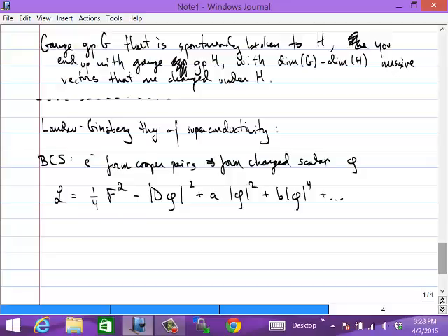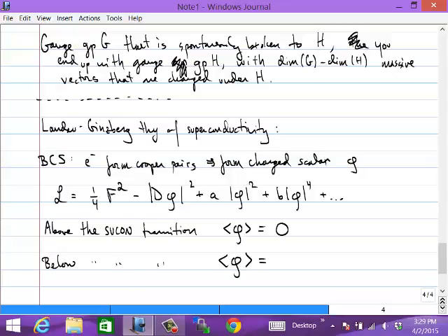And as you dial the parameters in the theory, as you dial the temperature, for example, the free energy will change. And the idea is that above the superconducting phase transition, we're in a phase where the vacuum expectation value of the scalar field phi is equal to 0. And below the superconducting phase transition, you're in a phase where the vacuum expectation value of phi is non-zero.